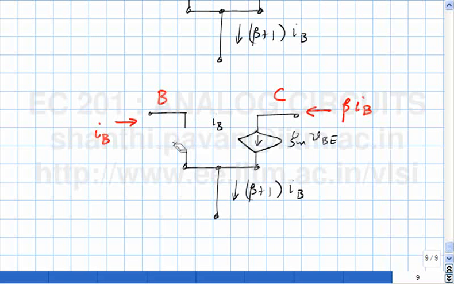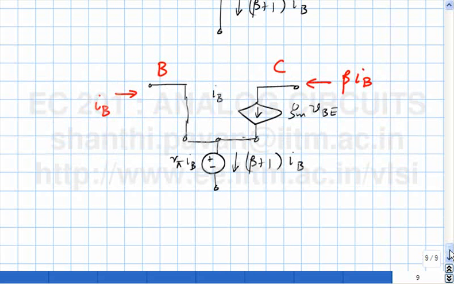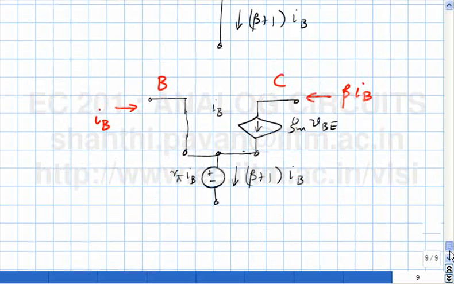So you get this, and then I push this through. This should be a voltage source of R pi times Ib. I push it through here. This should be R pi times Ib. Do I need the voltage source in series with this current source? No. So I can get rid of it like this. And this is electrically equivalent to the hybrid pi model.